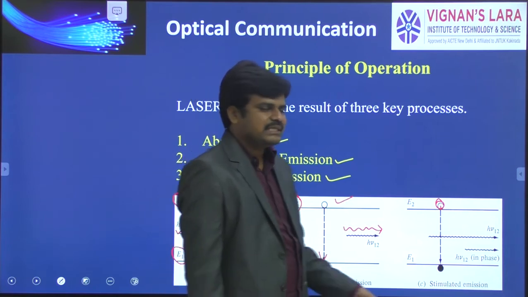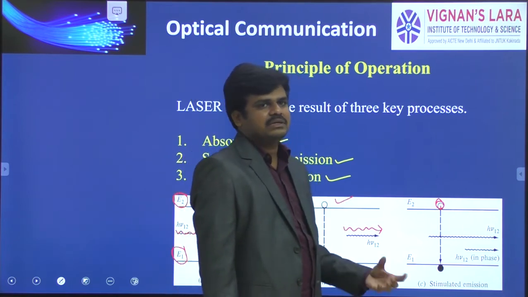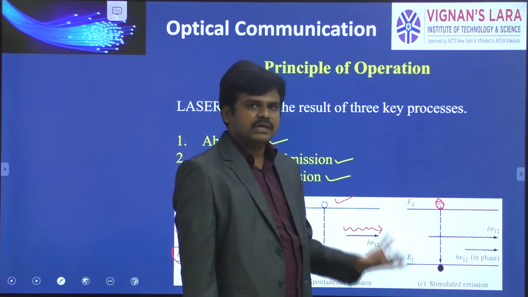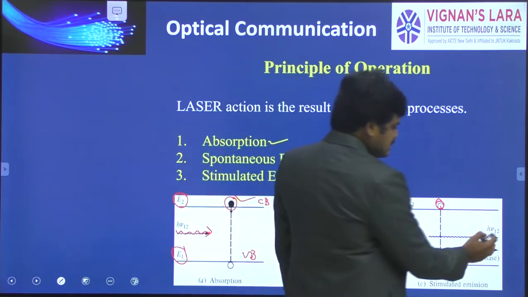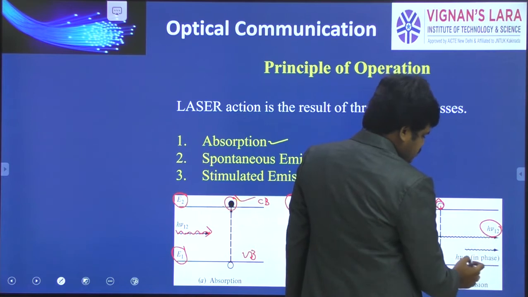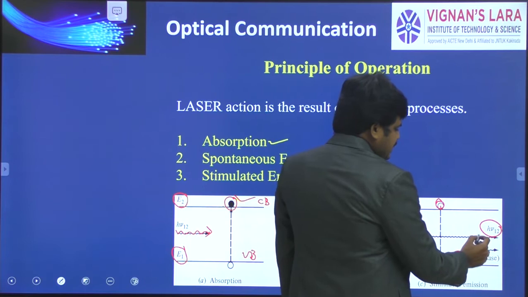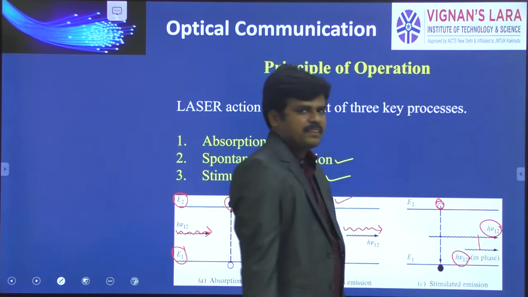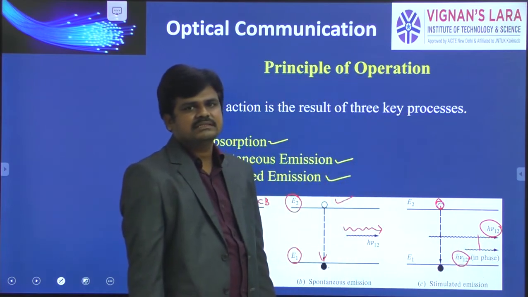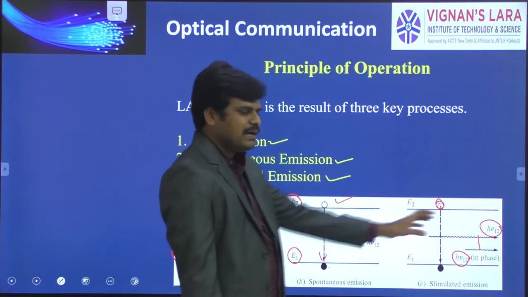But it releases two energies. Why is the electron able to release two energies? That is, two photon energies, say hν12 and another hν12, and both energies are in phase. What is happening here?